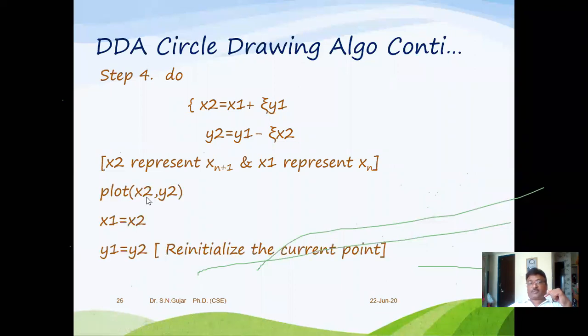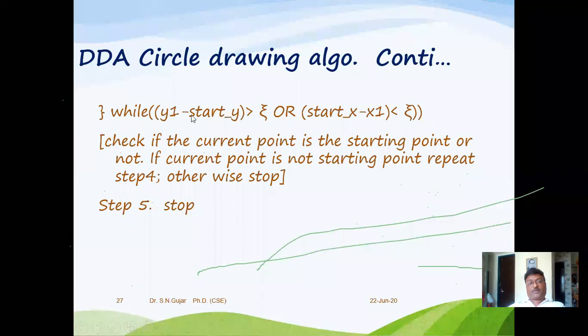Now plot is the plotting value, means put pixel. Here you have to put pixel, x2, y2 with the color if you are writing the program there, but in an algorithm you have to use plot. Once you have plotted it, reinitialize the value, x1, y1 become x2, y2, by using an assignment operator. After this, you have to complete this loop with the condition: y1 minus start underscore y, this is your start y that you subtract from y1, greater than epsilon, or start x minus x1 less than epsilon.